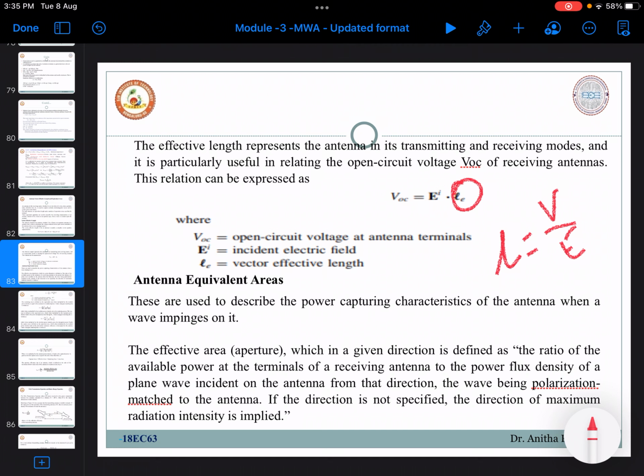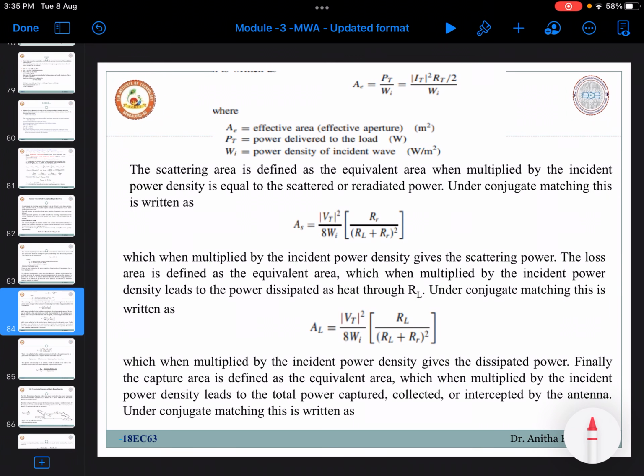Similarly, for antenna equivalent areas, you can evaluate the effective area. As you know, the total area can't be utilized effectively for radiation. Effective area can be evaluated by PT by 4 pi. So one can evaluate the total power with the I square R formula. Then from that you can evaluate the effective aperture of an antenna.